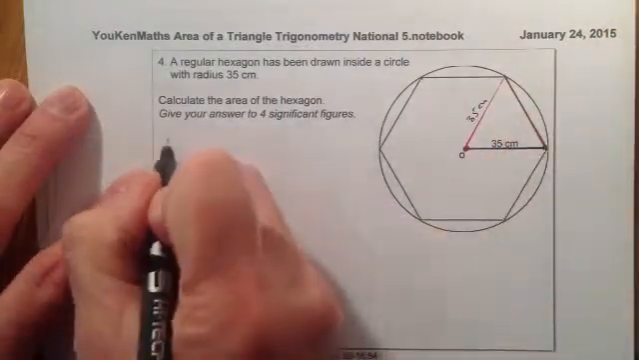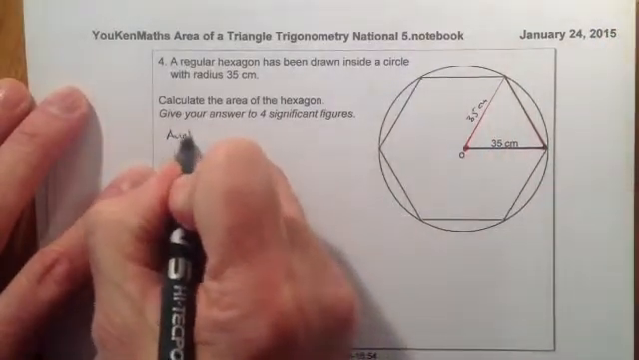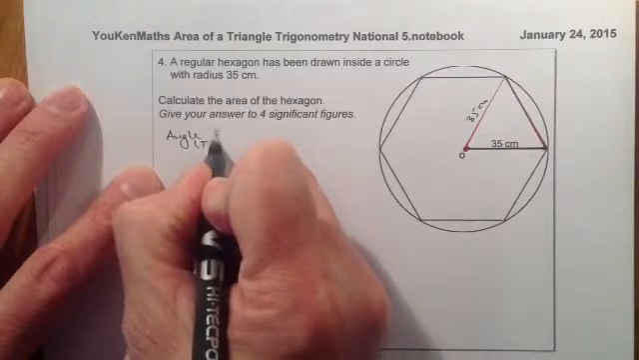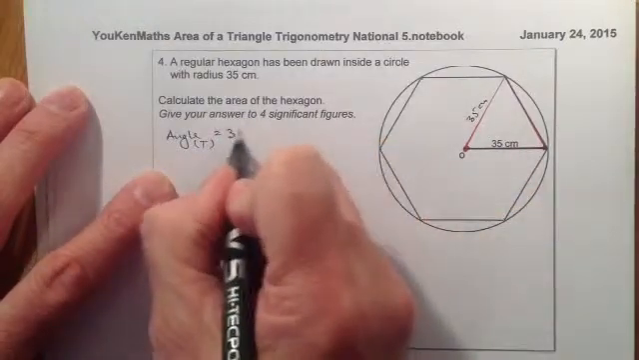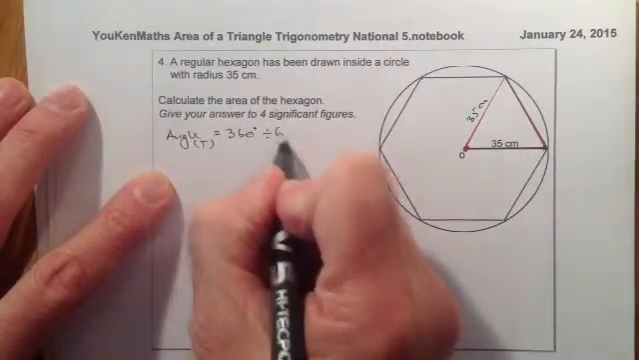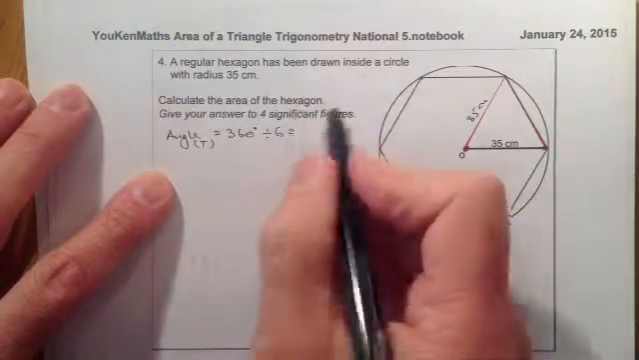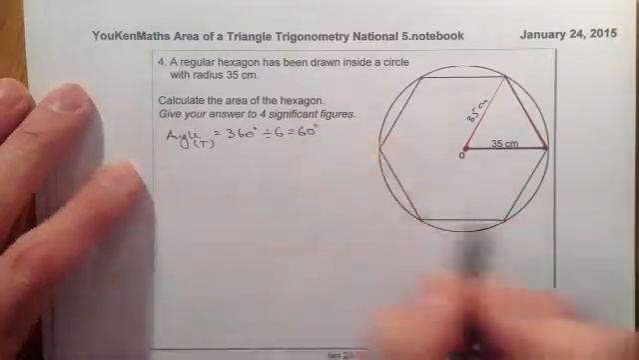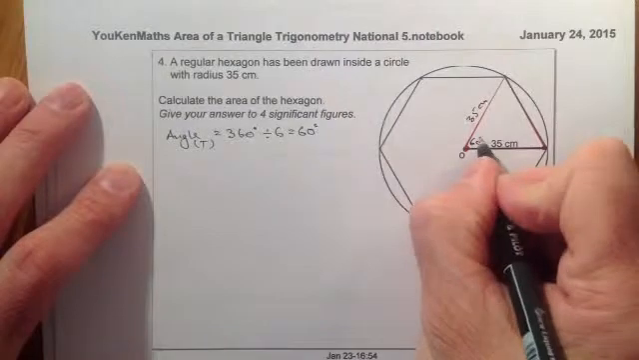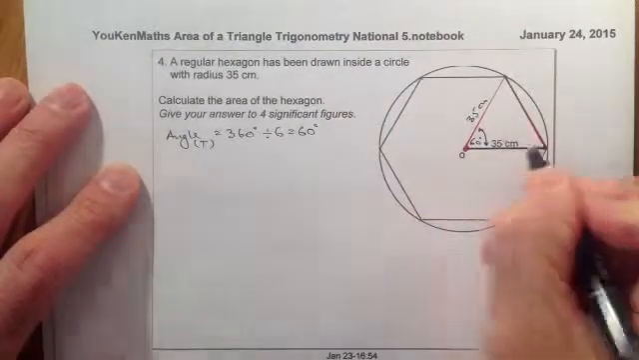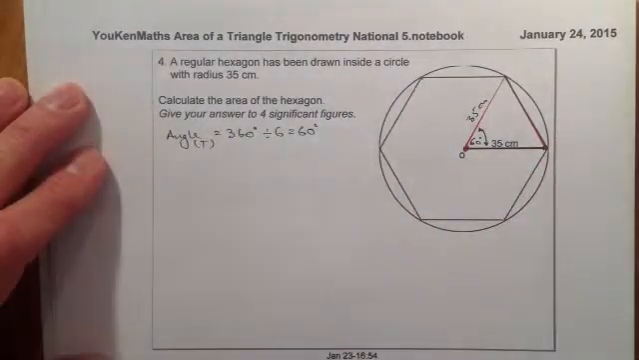And what I know is that the angle in the triangle is going to be equal to 360 divided by 6, because it's a 6-sided shape and it's a regular shape, and that's going to give me 60 degrees. Okay, so 60 degrees in there. So it's the same as the previous one, but just to give you a bit of practice on this one.